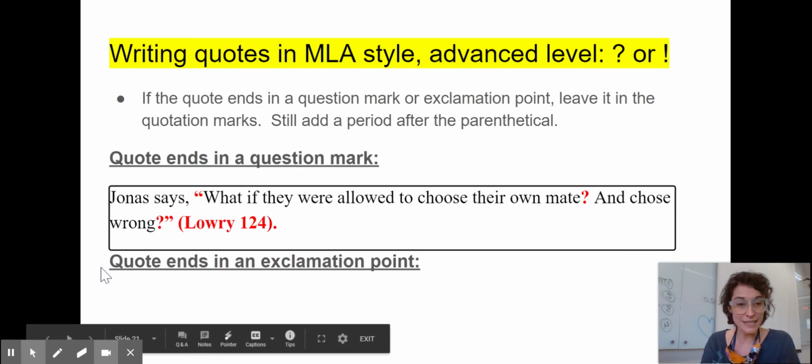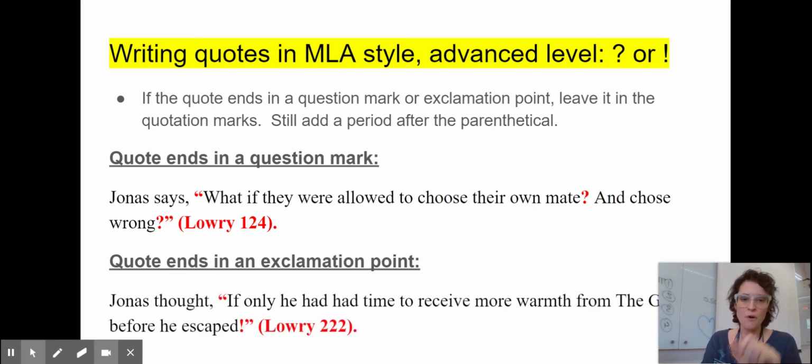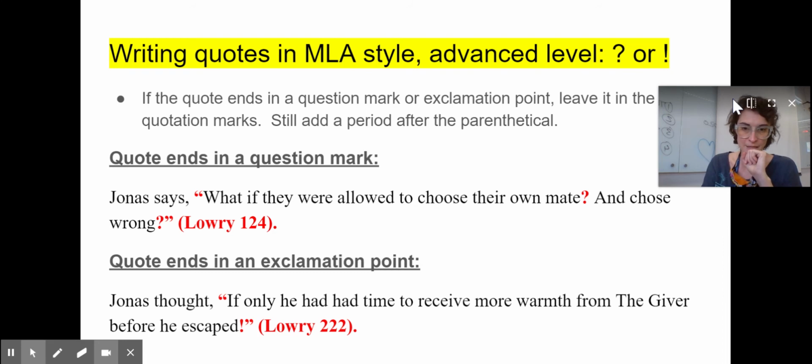What if a quote ends in an exclamation point? Jonas thought, if only he had time to receive more warmth from the giver before he escaped. Exclamation point, quotation mark, Lowry 222, period. So, again, in the original sentence, there was an exclamation point. That was what was in there on page 222. And I leave it inside the quotation marks so that when someone's reading my quote, they know how to read it in their mind. Then I follow that up with the parenthetical, the author's last name and page number, followed by a period. Again, the period is there to tell the reader that the quote you were providing as evidence is done, and now you're moving on to your next sentence.